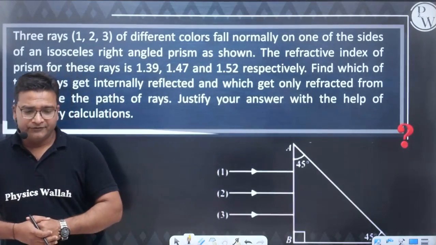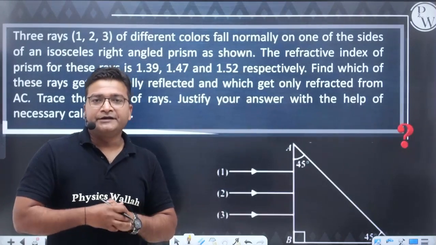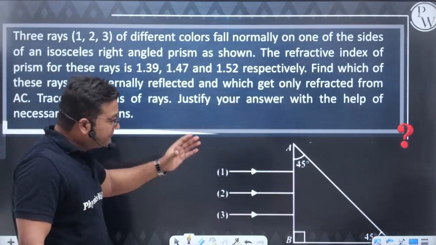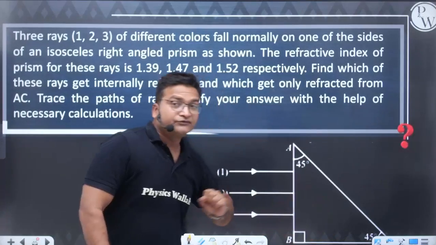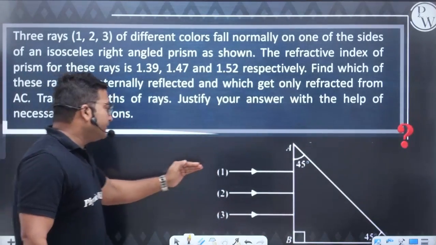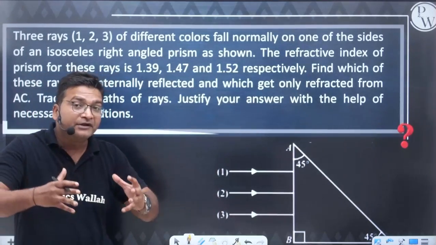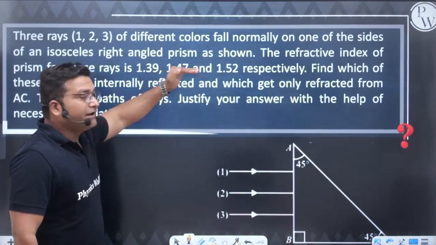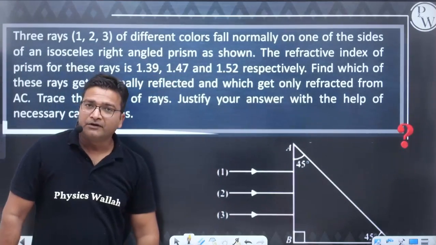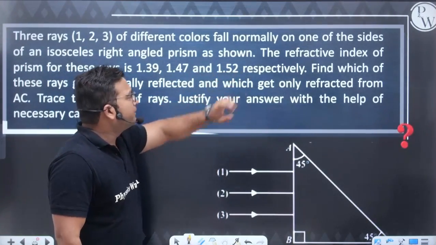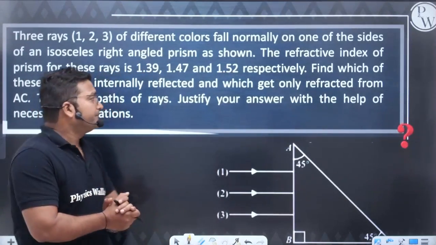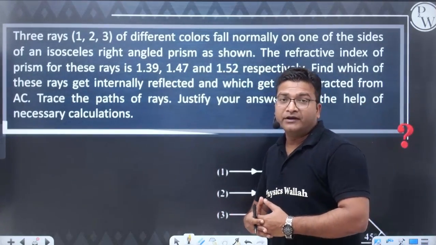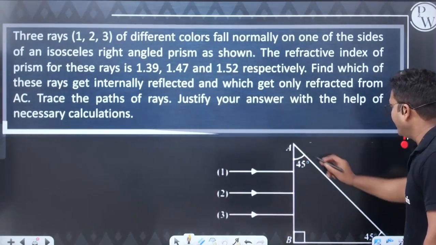Okay, next we have a question from total internal reflection, and they are asking us, if light rays are incident on a prism like this, a right angle isosceles prism like this, and the light rays have a mixture of 3 lights, and the refractive index of the material of the prism is different for the 3 lights. For one it is 1.39, for the next it is 1.47, and for the other it is 1.52. Then they are asking us to find which of these rays will suffer total internal reflection and which ray will suffer refraction from the face, from the hypotenuse AC.